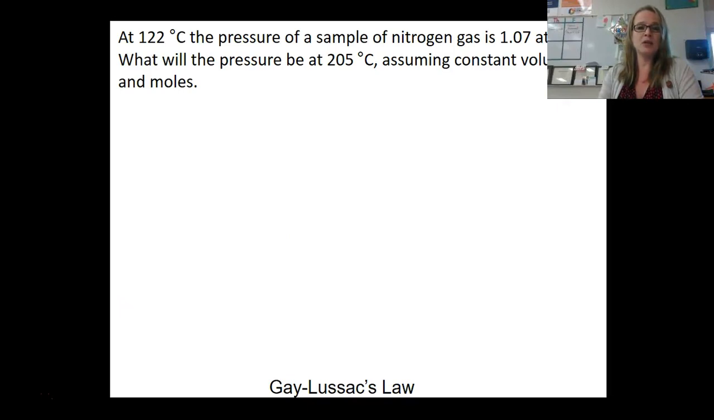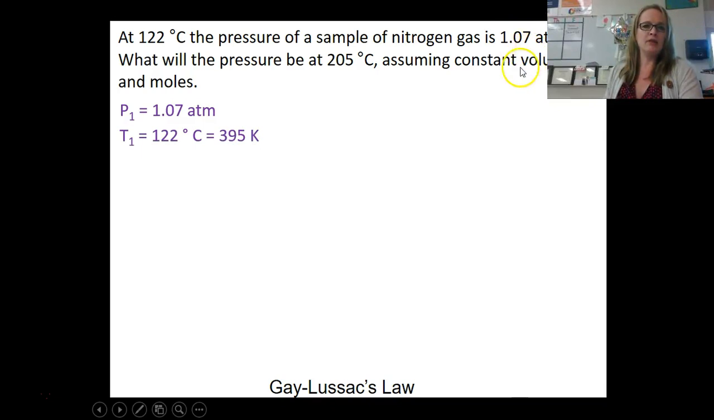So we have at 122 Celsius, the pressure of a sample of nitrogen gas is 1.07 atmospheres. What will the pressure be at 205 degrees Celsius, assuming constant volume and moles? So pressure is 1.07 atmospheres, just getting that from the problem. And then we have temperature at 122. Now don't forget to add 273, that's how I got 395.